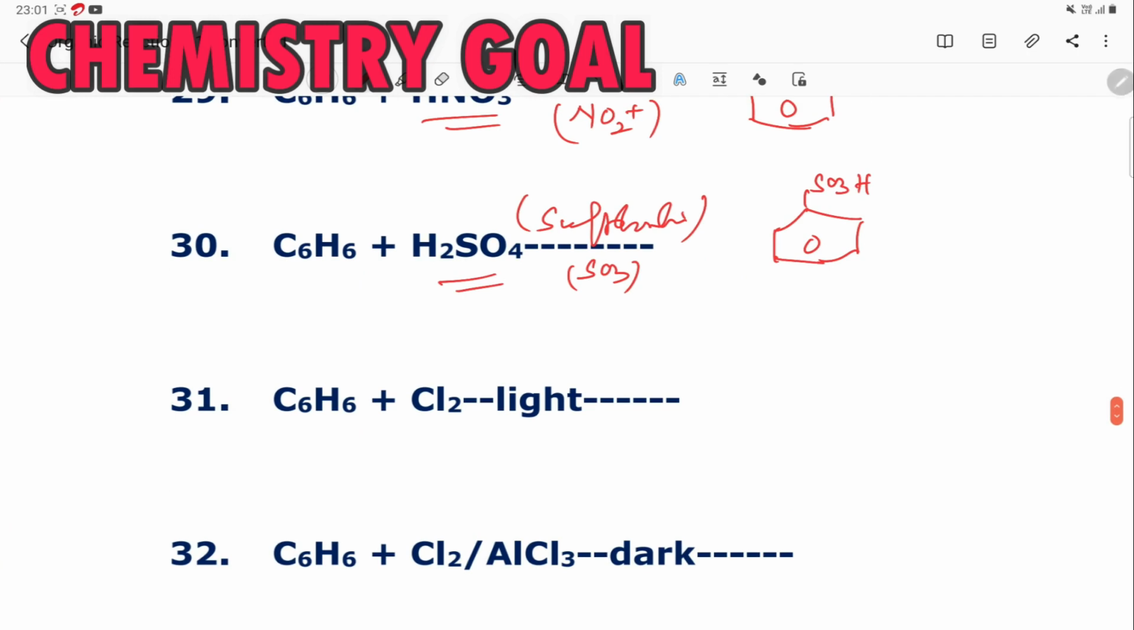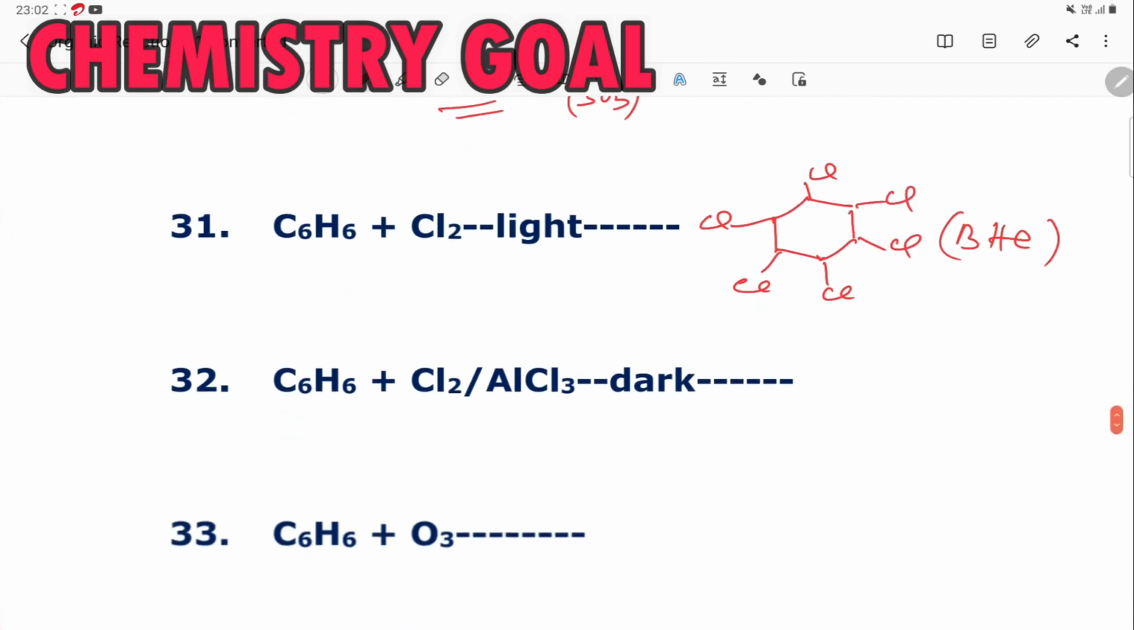Okay. Then benzene reacts with chlorine in the presence of light. Here an addition reaction takes place. All three double bonds break, producing benzene hexachloride. Benzene hexachloride is formed as an addition product, BHC, and the gamma isomer of BHC is called gammexane.